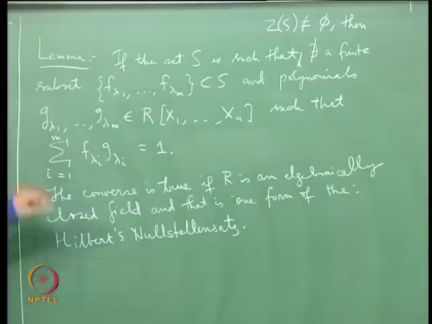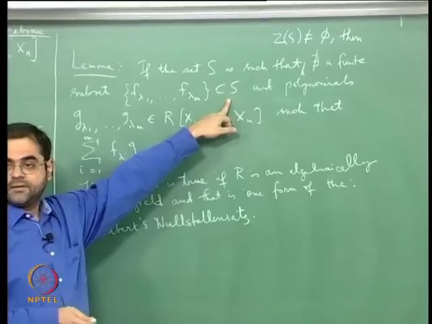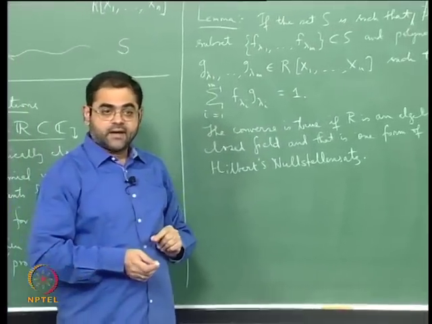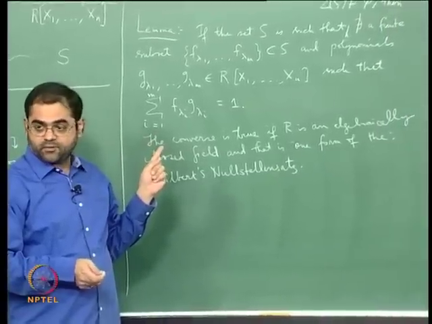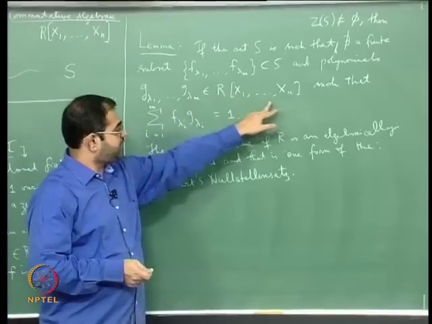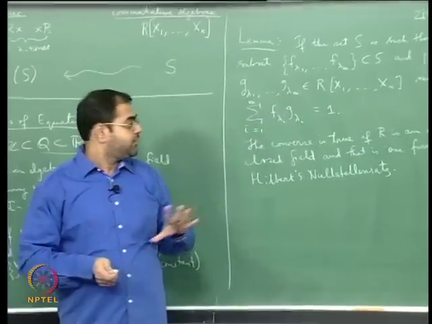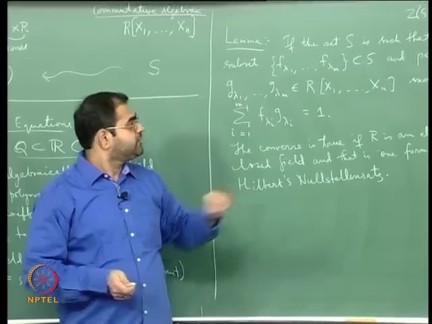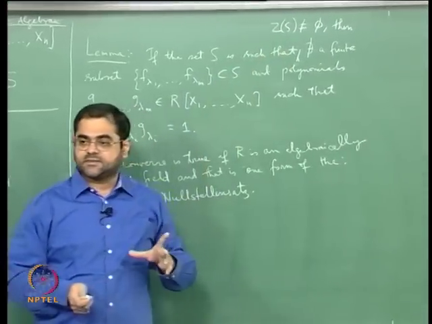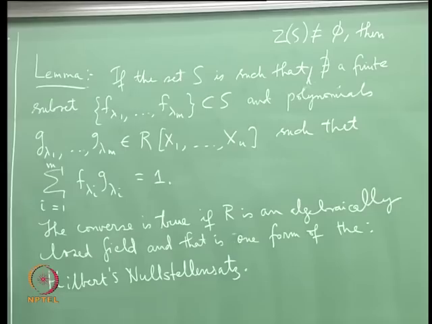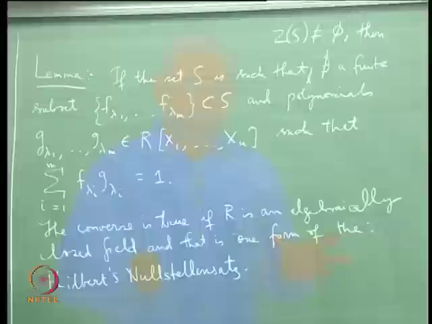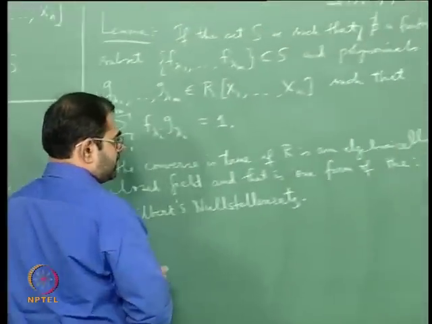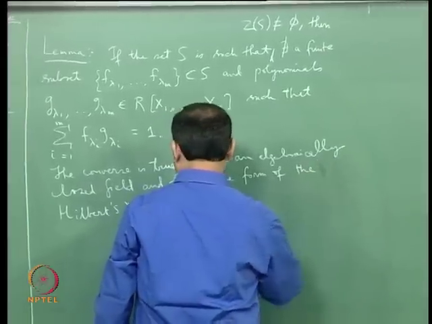So let me keep it like this. Let me not state it. The converse will be that if R is an algebraically closed field, and if the subset S of polynomials in the polynomial ring over R in n variables is such that no finite subset of that can generate one, then the zero set defined by that subset is non-empty. Okay, that is one form of the Nullstellensatz, which is usually called the weak form of the Nullstellensatz. So maybe I'll write it down.